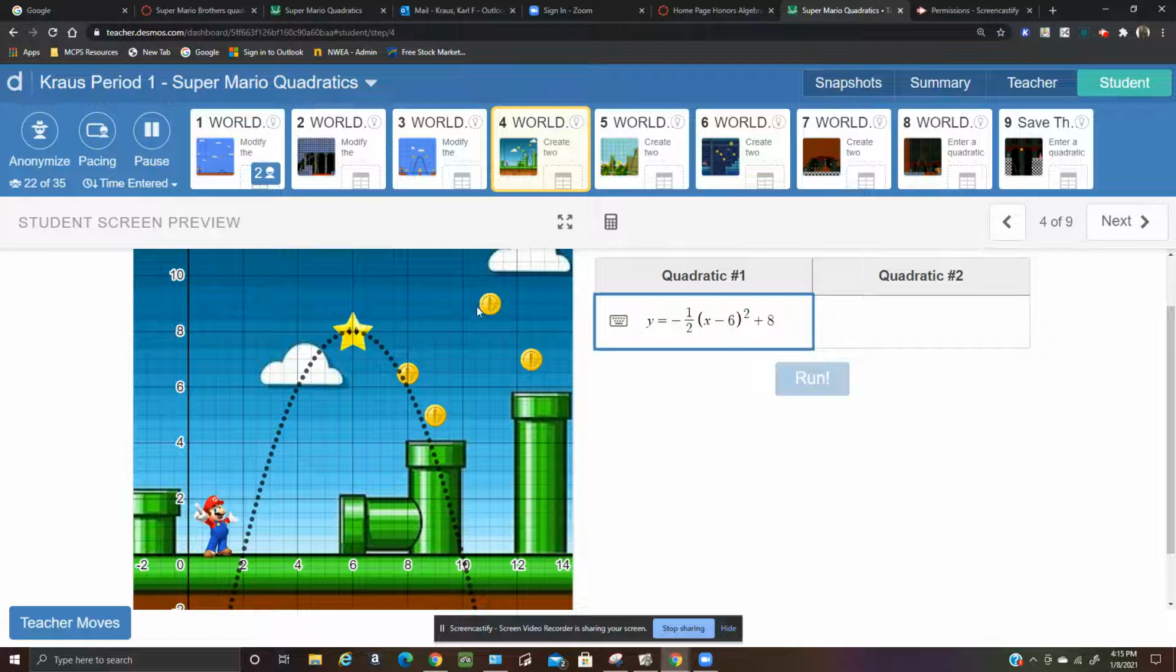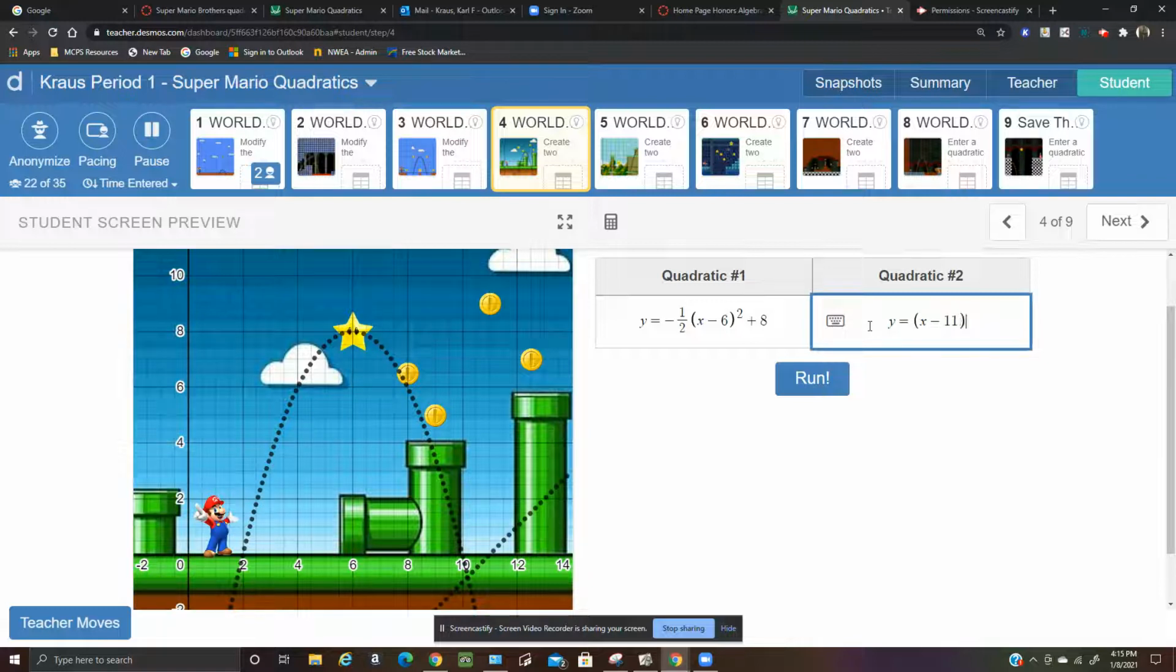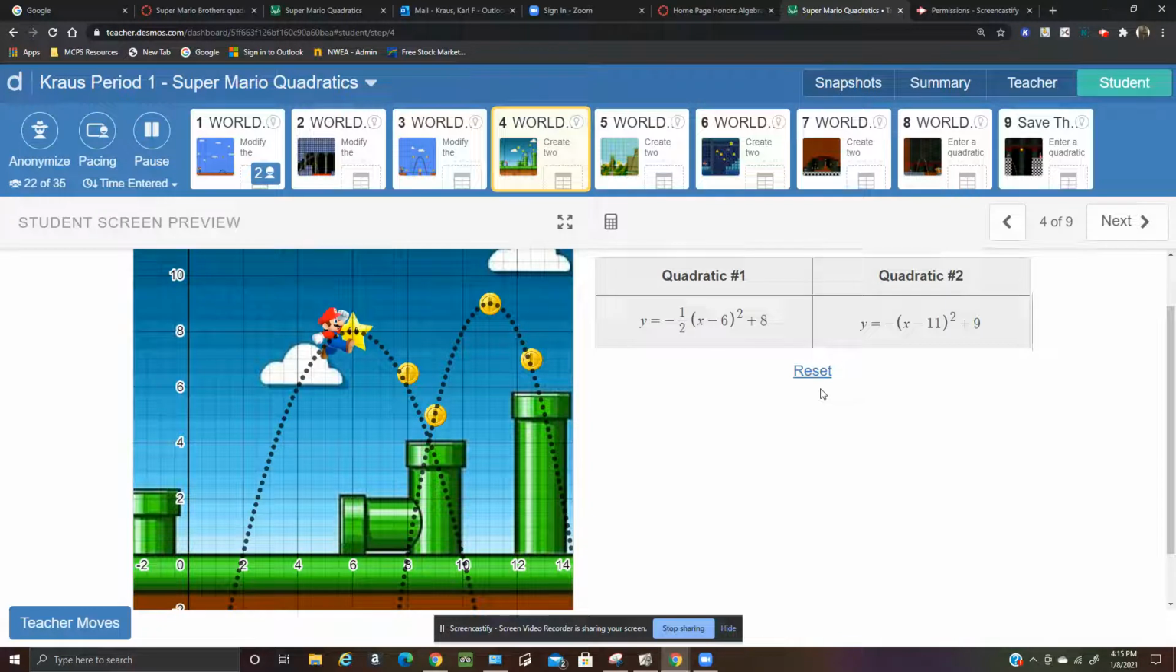And then this other vertex here is at 11, 9. So that's x minus 11 squared plus 9. And it's going upward. We want to go down, so make a negative. Then hit run, and we collect the coins. So as soon as it says well done and it says move to the next screen, then you know that's the last activity on that screen. So that's screen 4.